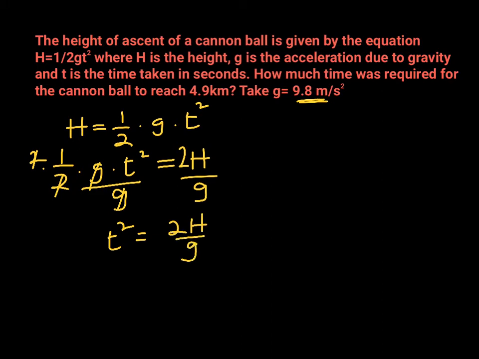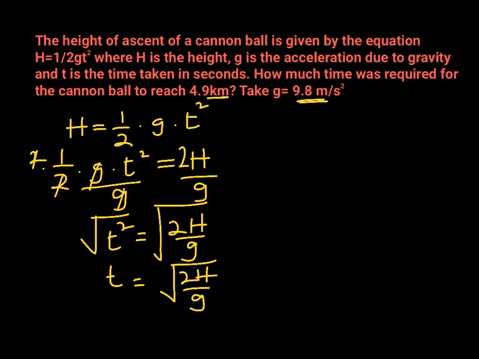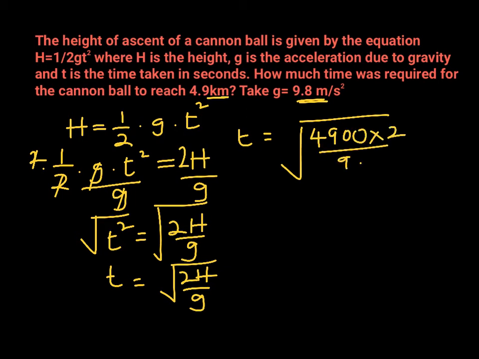Now to find the value of t, we need to take a square root of both sides. So square root of t squared and square root of 2h over g. That gives us t is equal to square root of 2h over g. Now what is h? It's written in kilometers, so we're going to convert that to meters. That's times 1000, because 1 kilometer is equivalent to 1000 meters. So that's 4900 meters. So t is equal to the square root of 4900 multiplied by 2 divided by 9.8.